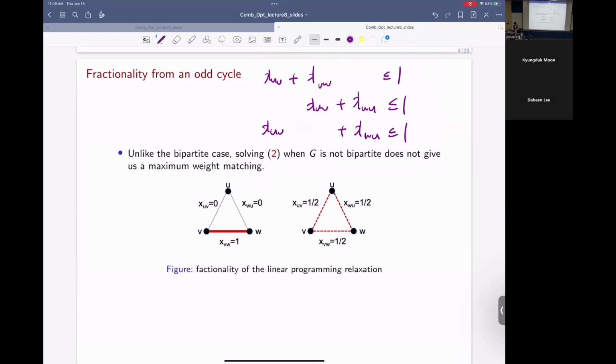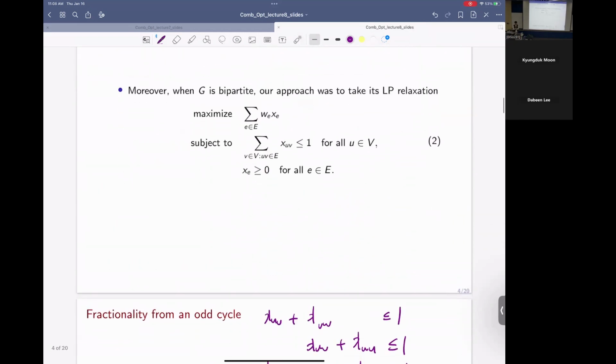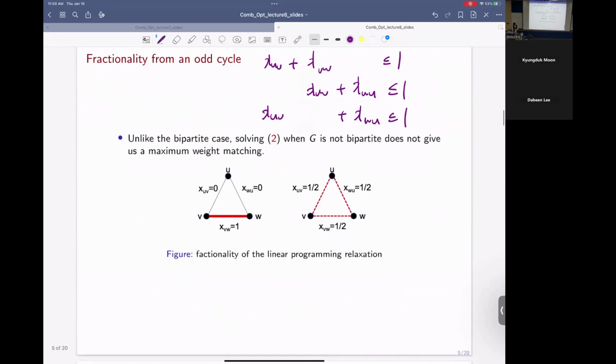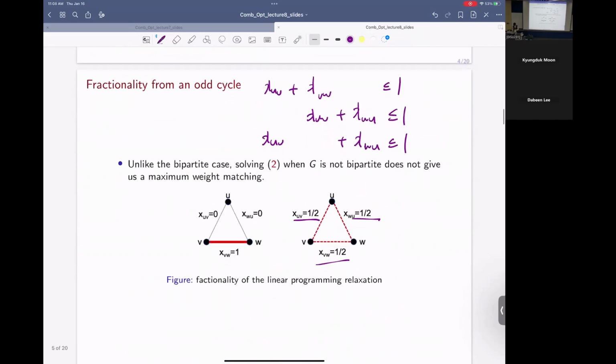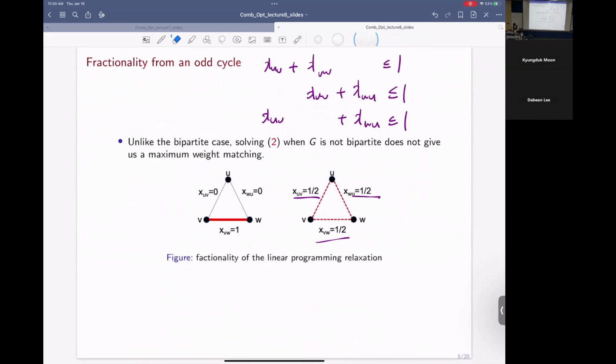But in the LP relaxation, you don't have to take 0, 1 values. So I'll take 1/2 for all variables, and you realize that this solution satisfies this linear system. But now the objective value, when the weights are 1, is 1/2 plus 1/2 plus 1/2, which is 3/2, which is greater than 1.